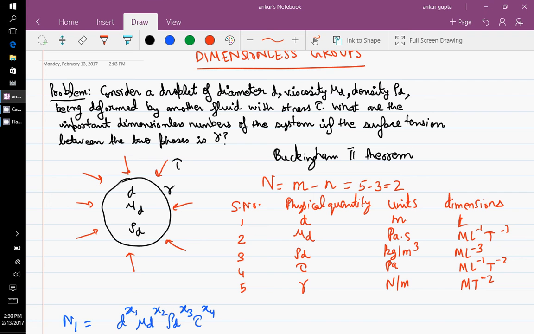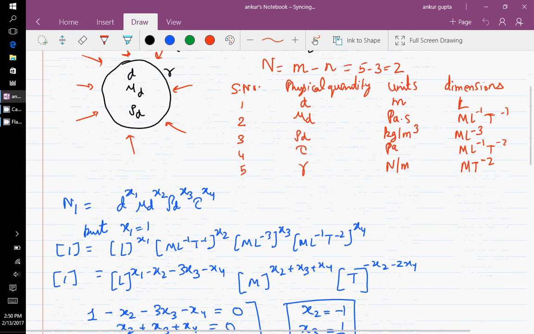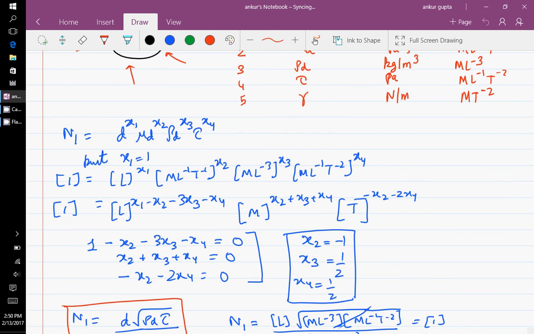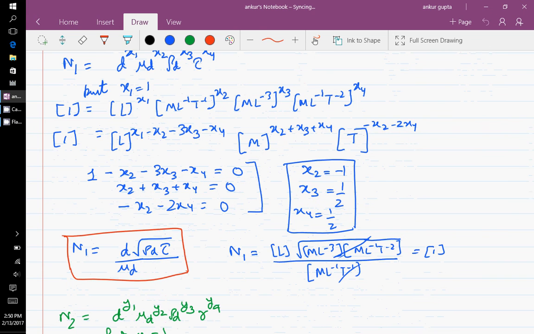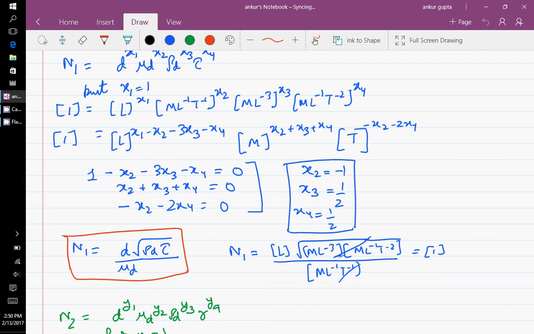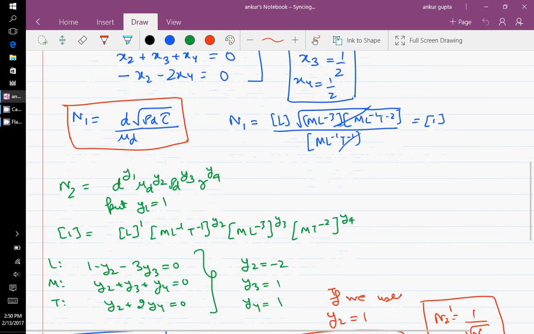So what we did was, we had 5 physical quantities. We wrote their units and dimensions. We said that there are 3 dimensions: mass, length, and time. There will be 2 dimensionless groups. Then we said we will use 4 variables always, and then put one of the powers to be 1 in Rayleigh analysis, and then solve the whole problem to find the value of dimensionless groups, by equating the powers of mass, length, and time to be 0. And we did this twice.